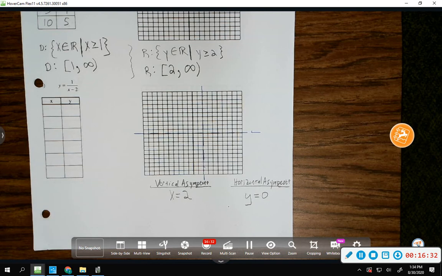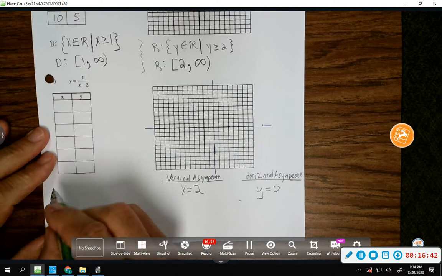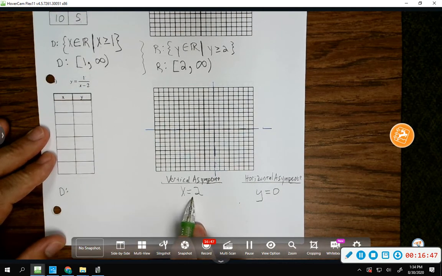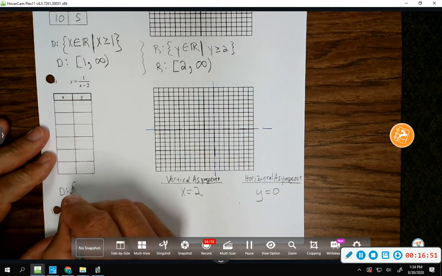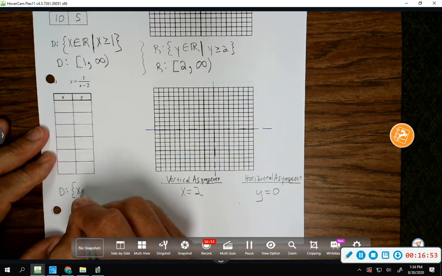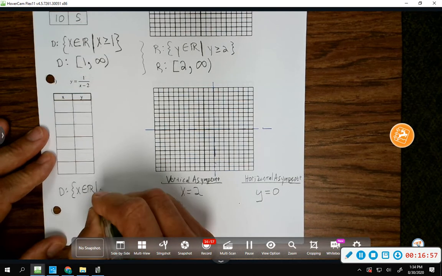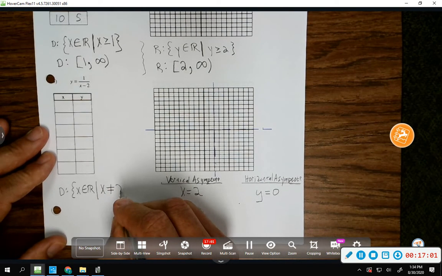Okay. I also think it is a lot easier if we do domain and range right away, because these asymptotes are going to help us determine the domain and range. The domain of this particular function: x equals 2 is a vertical asymptote. I cannot plug 2 in. Therefore, the domain: x is an element of all real numbers such that x cannot be 2.